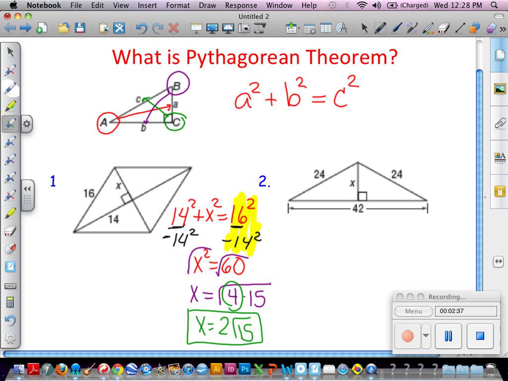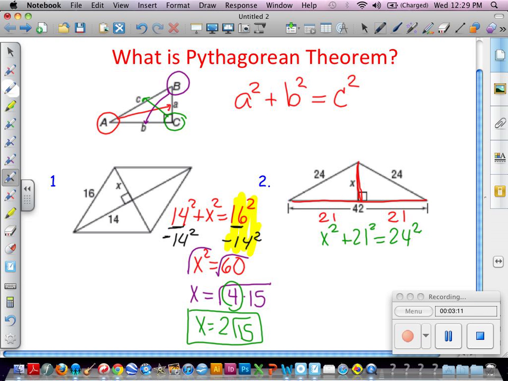Let's look at example number 2. All right, I have an isosceles triangle here, and I'm looking at the altitude. When you have an isosceles triangle, that altitude breaks the base into two pieces. So this will be 21, and that will be 21. So once again, we're going to use our Pythagorean theorem. X squared plus the other leg, which is 21 squared, equals our hypotenuse, which is 24 squared.